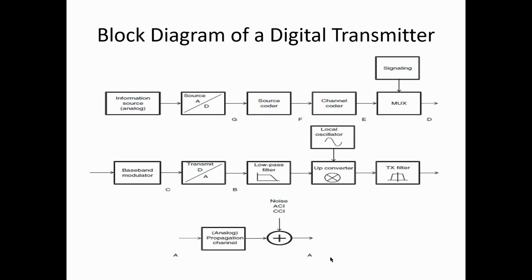So normally the signaling is used to establish the connection between the transmitting and the receiving end. It is used to establish the connection as well as terminate the connection from the transmitting as well as the receiving entity. This signaling is also used for synchronizing the transmitter as well as the receiver. That is the functionality of a signaling block.